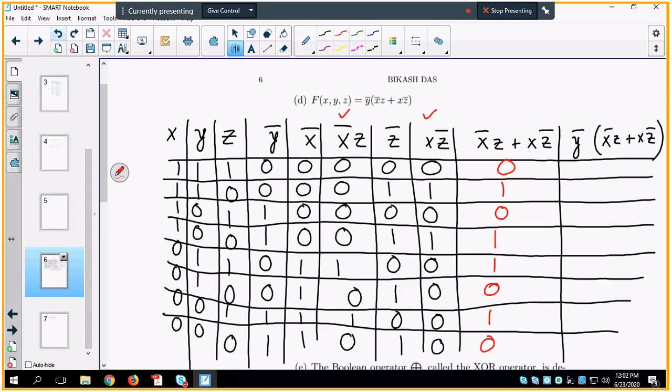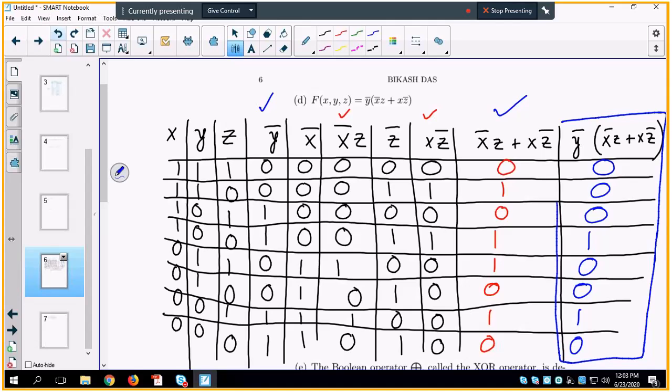And finally, with this column, I'm going to multiply the values for y bar. So this and this, they are getting multiplied. As long as you see 0 in one of the entries, just put 0 in there. So this is also 0. This one is 0. This one is going to be 1. Now this one is 0. That is 0, 1, and 0. And that should be my final column for the truth values of the Boolean function that is defined as y bar times (x bar z plus x z bar).